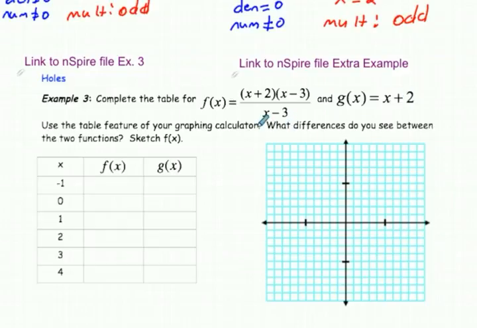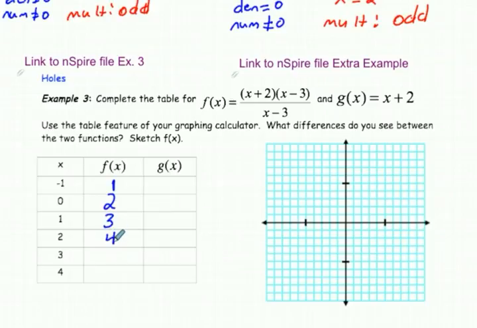If we start filling in this table, substituting negative 1 into the f function, I get negative 1 plus 2 is 1, times negative 1 minus 3 is negative 4. So that's 1 times negative 4 over negative 4, which gives me positive 1. If I put 0 into the first function, I'm going to get 2. If I put 1 into that function, I get 3. And if I put 2 into the function, I'm going to get 4.